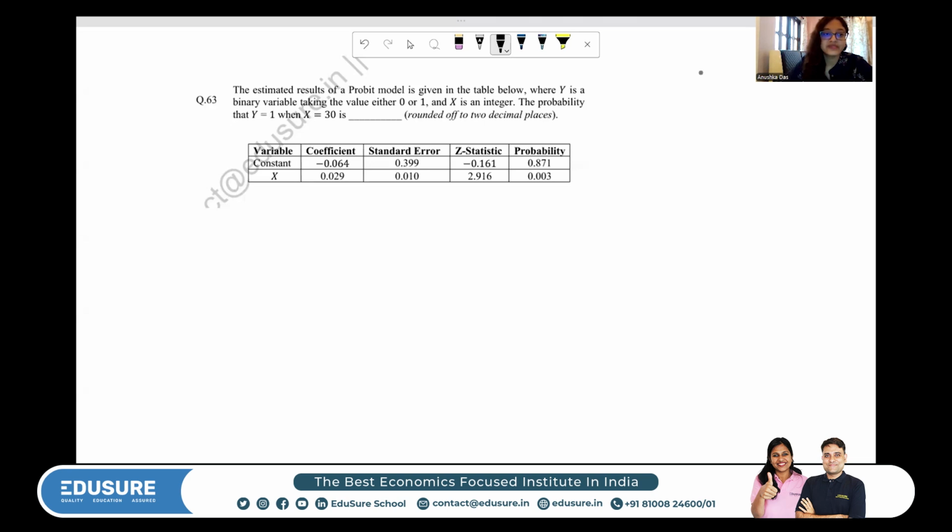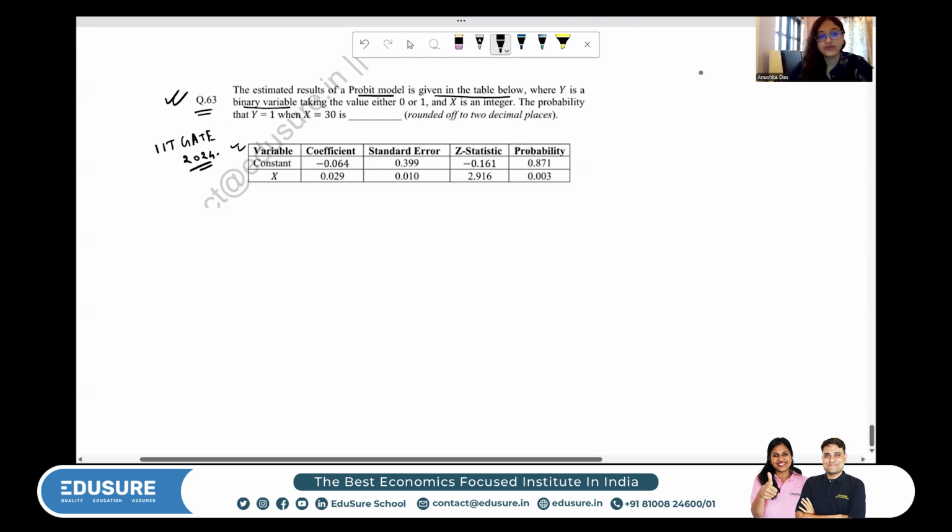Hi everyone. So this is question number 63 from IIT GATE 2024 paper. It basically says the estimated results from a Probit model. So now we are using a Probit regression model, and the results are given in the table below. So you have this table, you have the estimated values in this table, where y is the binary variable.